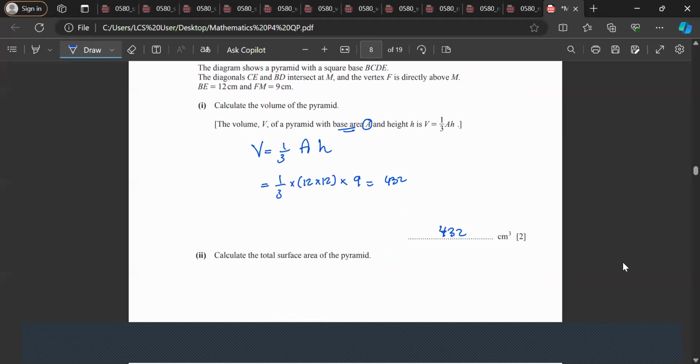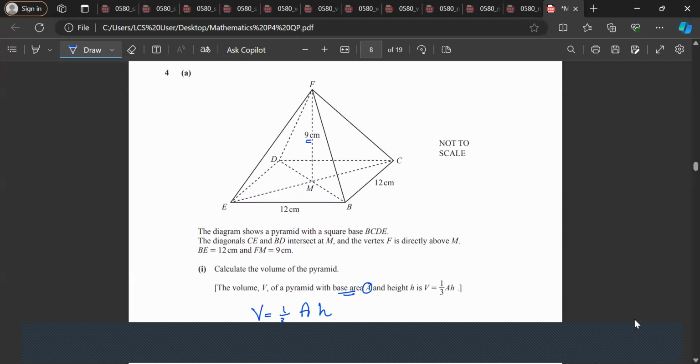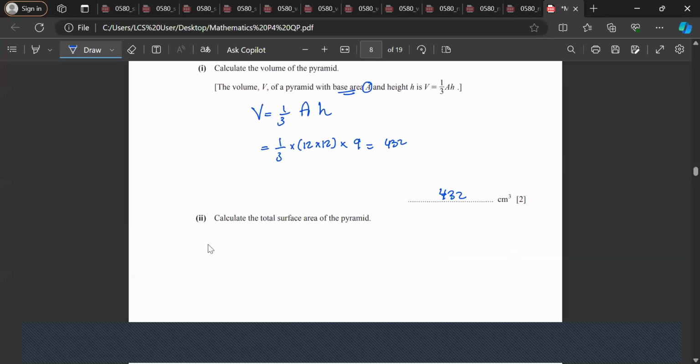Okay, then calculate the total surface area of the pyramid. How to calculate the total surface area? Would you please tell me how many faces do I have here? I have here 5 faces. Yes, the square down and 4 identical what? Triangles. So here the total surface area equals a square and 4 identical triangles.